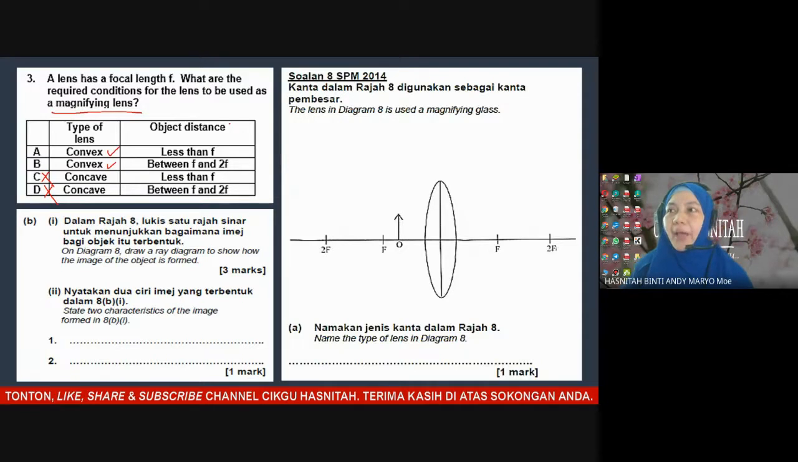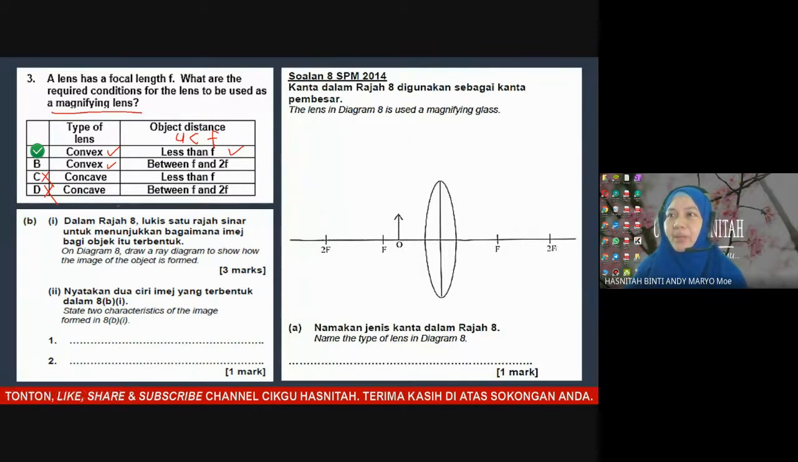Okay, now where to place the object? Remember the object distance. For a magnifying glass, we place the object distance less than the focal length, very close to the lens. Okay, so it is less than F. So with this, it is very obvious the answer is A. Easy, right? It's not difficult.